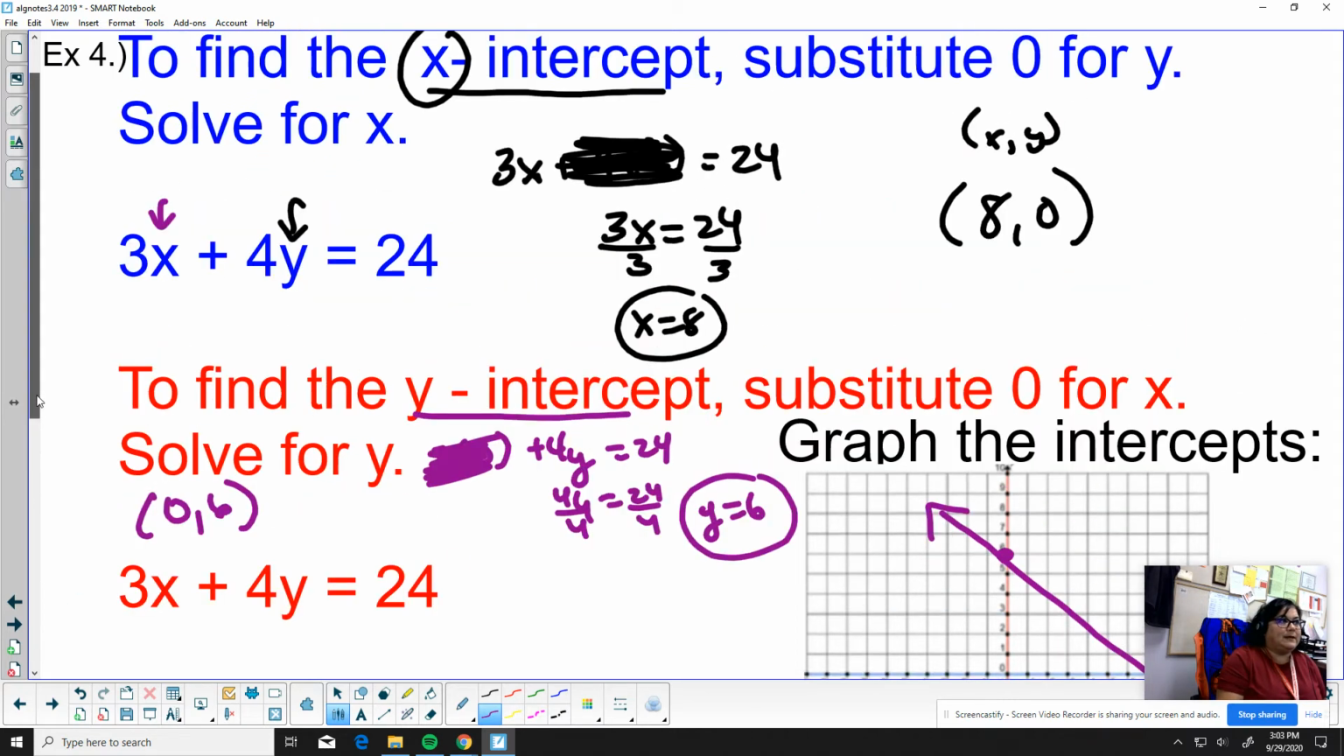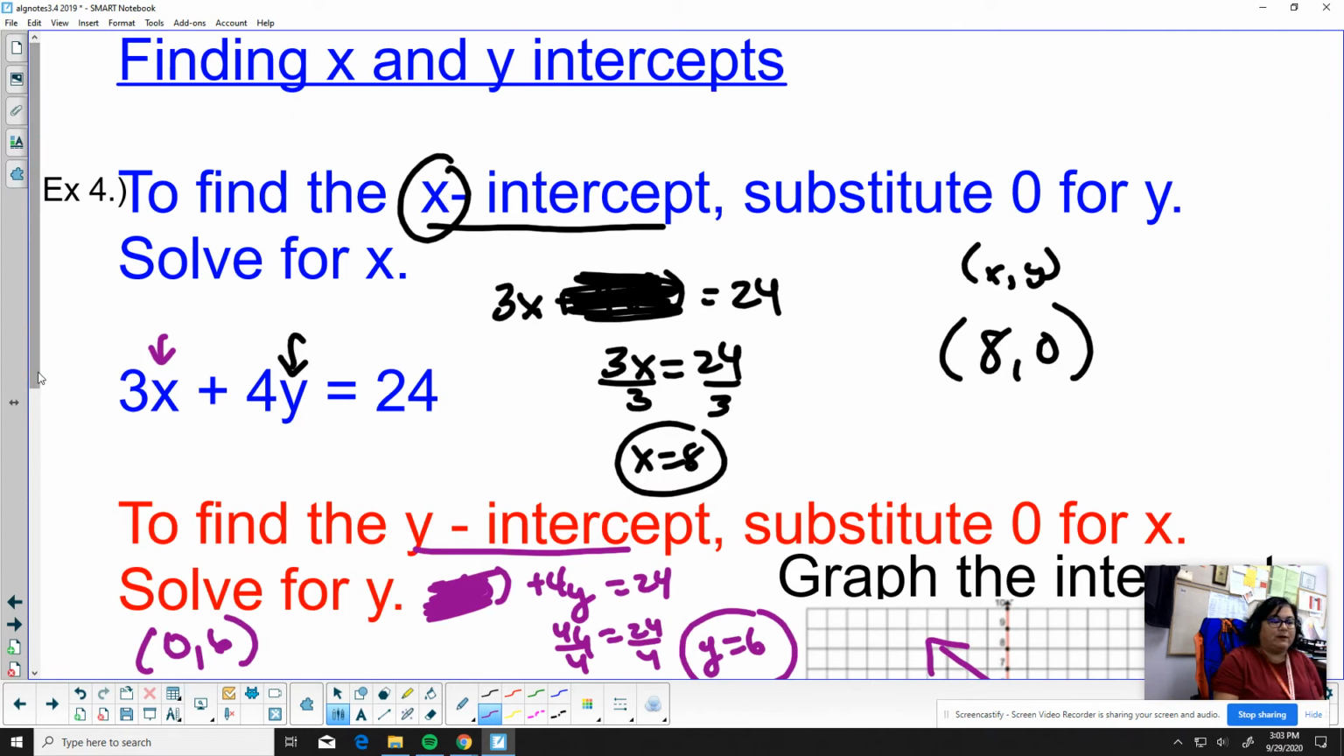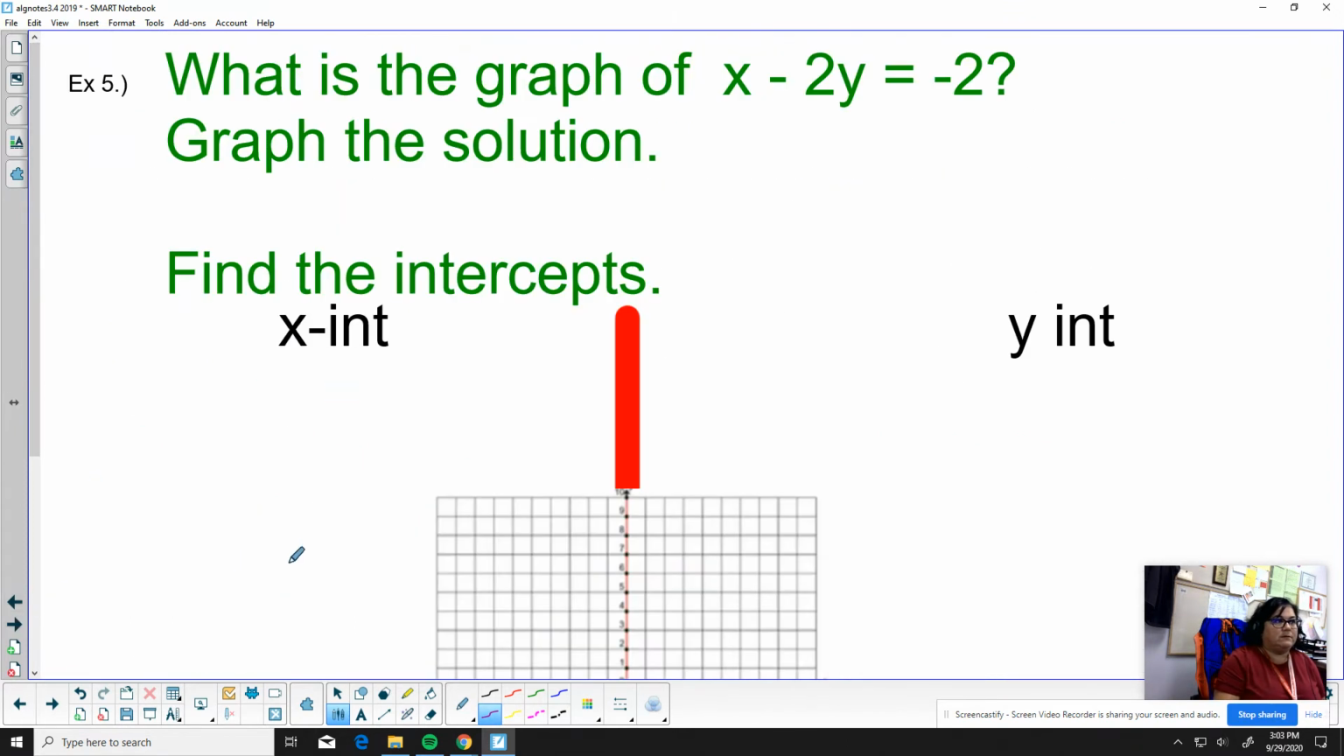Okay, so we're plugging 0 for the opposite letter of what we're trying to find the intercept for. Okay, your turn. Press pause. Try both of these. See if you can get them, and then graph them as well.